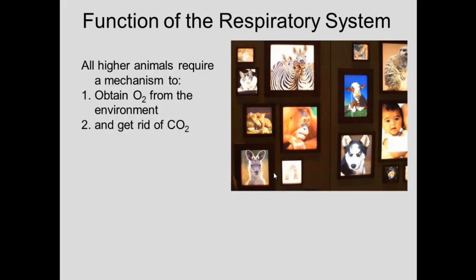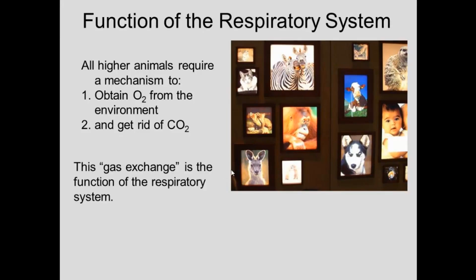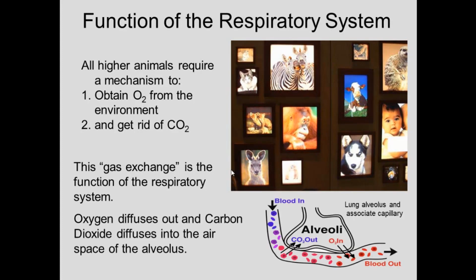Now, the function of the respiratory system is gas exchange, and that's a requirement for higher animals, which is what we are. You have to have oxygen from the environment and get rid of carbon dioxide, and that is carried out by the respiratory system. Oxygen diffuses out and carbon dioxide diffuses into the airspace of the alveolus.